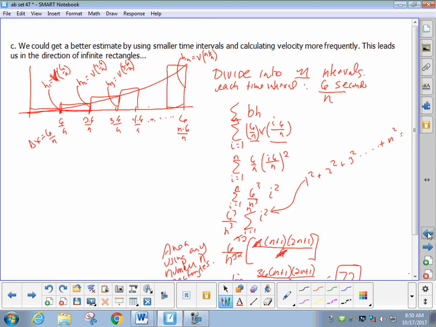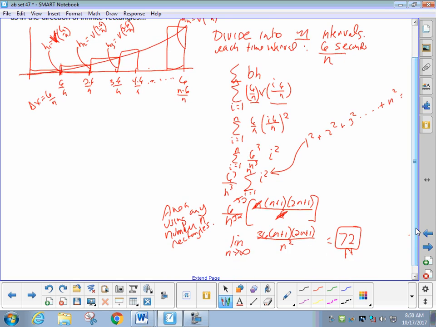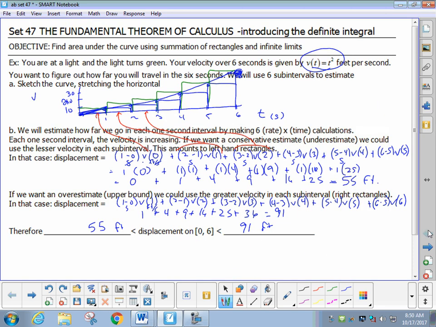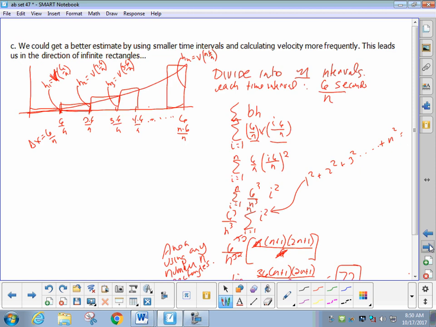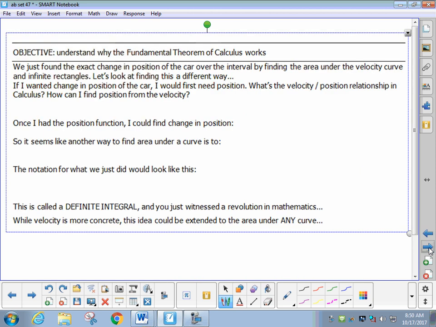I just determined that if the car has a velocity of t squared from 0 to 6 seconds, it travels 72 feet. Boom. You follow? The better way: if it traveled 72 feet, doesn't that mean it changed position from time 0 to time 6 by 72 feet? Well, let's go there. Instead of doing all this rectangle stuff, let's go at a totally different angle. What's the velocity's relationship to position? Let's talk position then. If I could get at this by using position, let's get position.